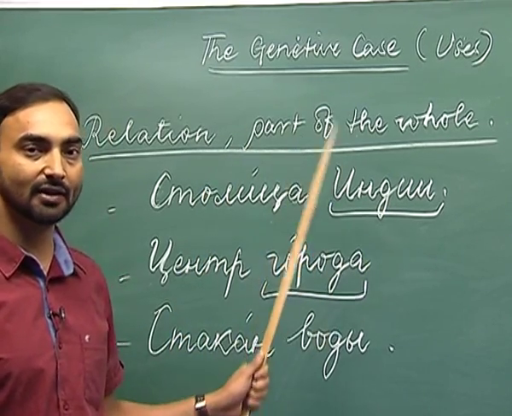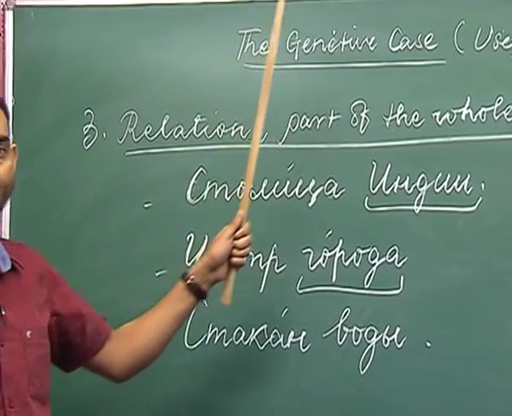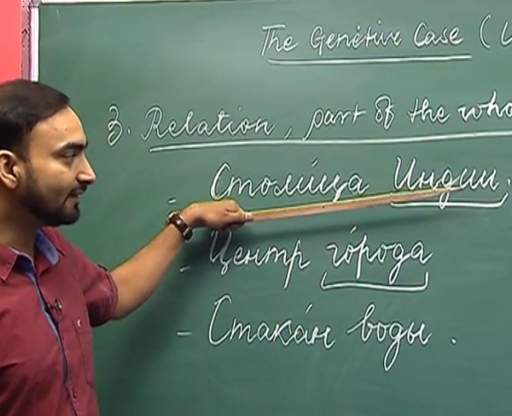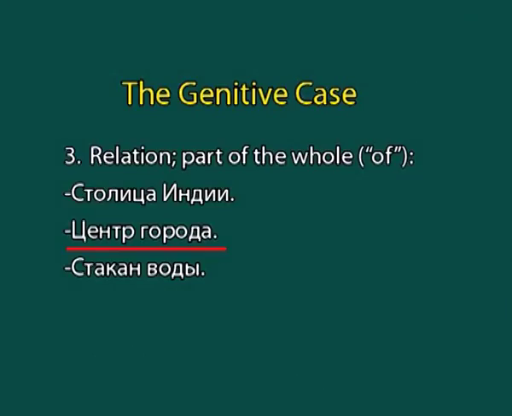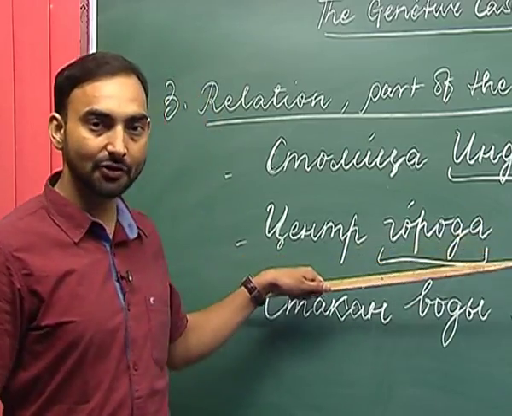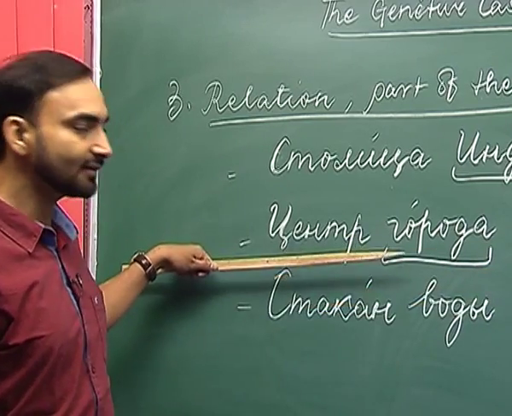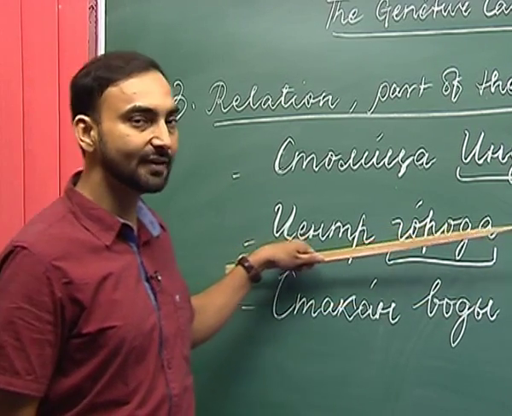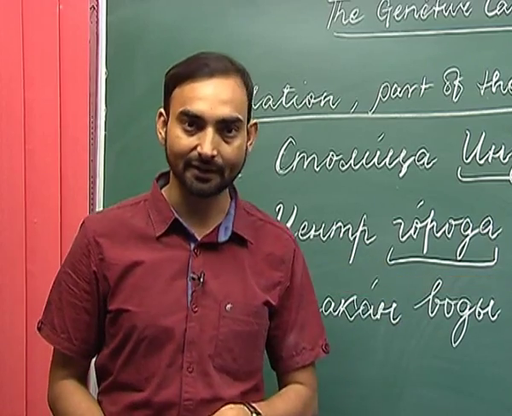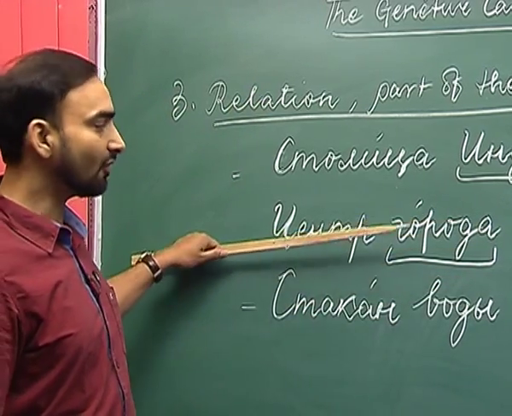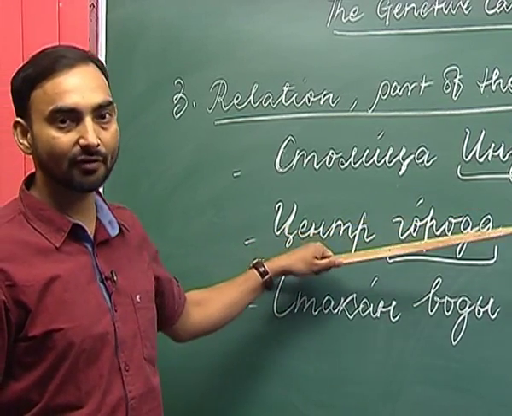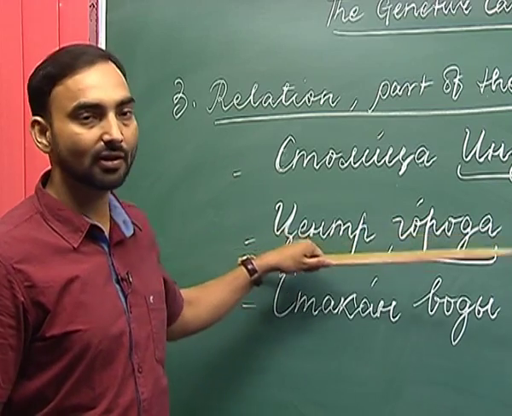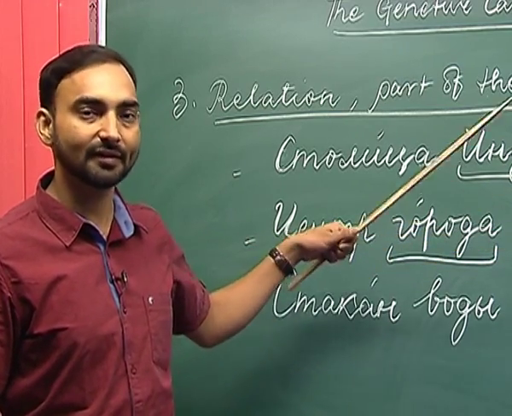So, to show the relation, we have used the genitive case of the noun. Here India is in the form of the genitive case. Centre goroda, goroda, you already know this word, this is city, and centre is center, center of the city or city center or commercial center. So, here this is also the part of the city. Here we are showing the part of the whole, centre goroda, commercial center or center of the city or city center.